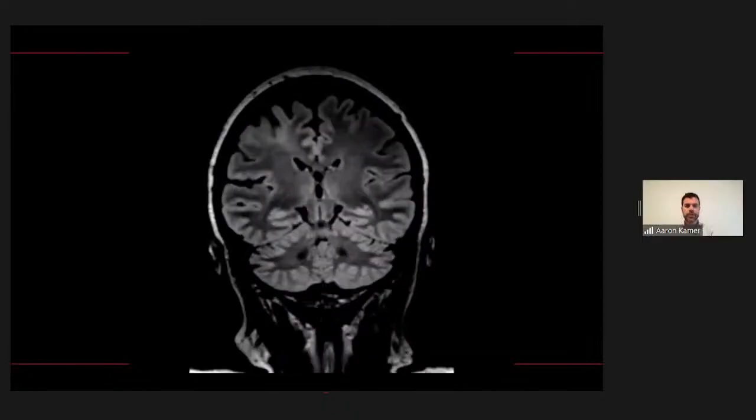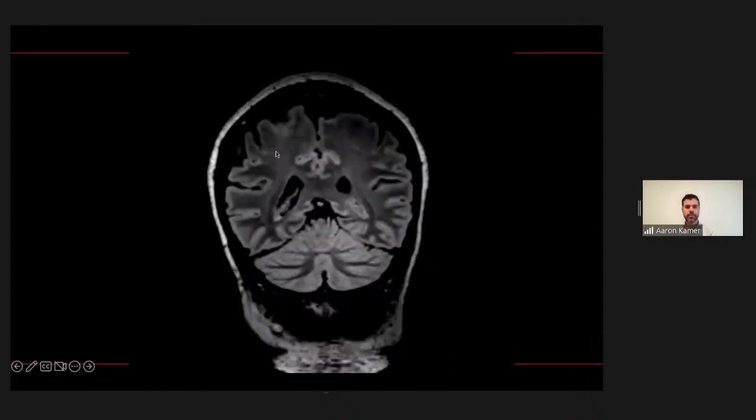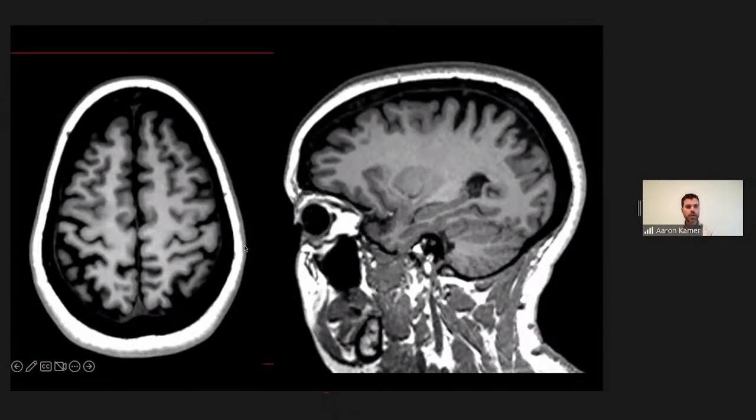Okay, and here is an example of that, or this is actually the same case. You see how slightly dysplastic the cortical folding looks and how that abnormality triangulates down toward the ventricle, and a little bit of cortical thickening and blurring throughout that whole area. Nicely done.